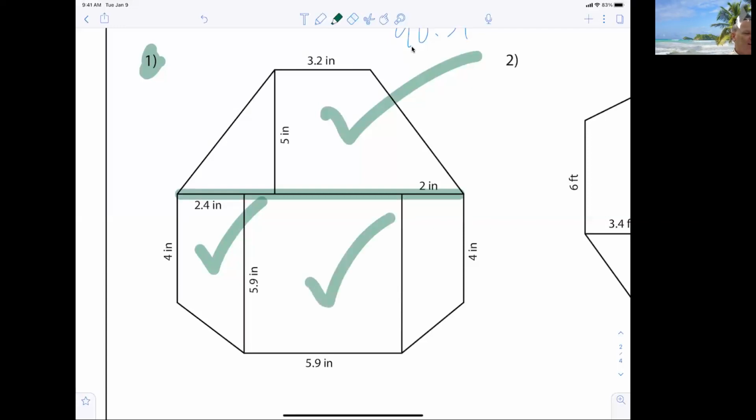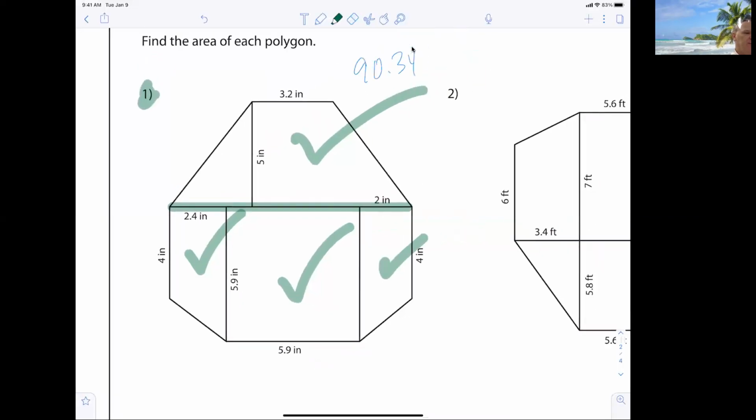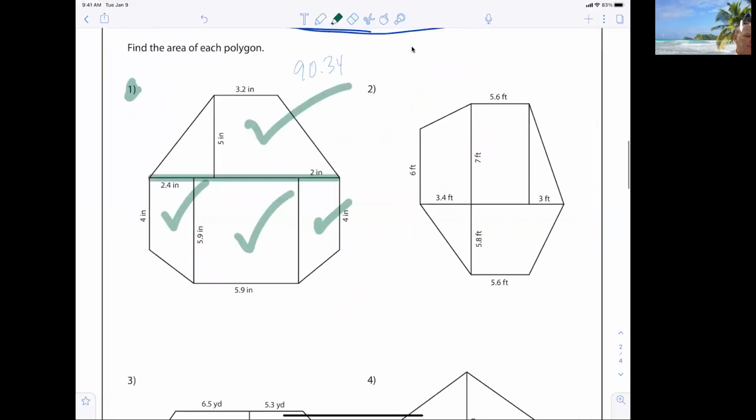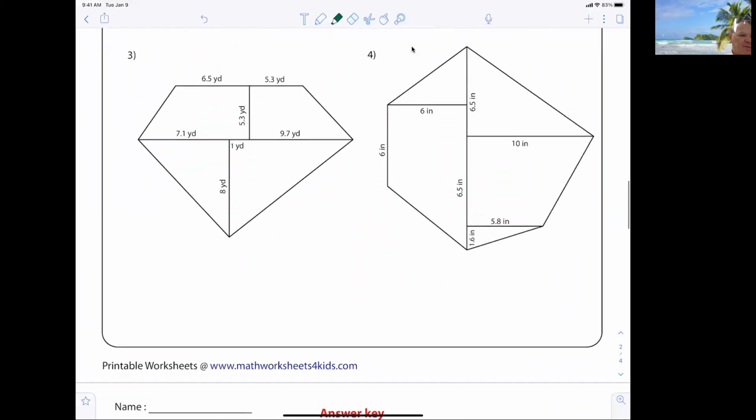I got 96. And now what? And then the thing on the right, that would be a trapezoid. The second base is 5.9 from the square. And then it's just that plus 4 divided by 2 times that.